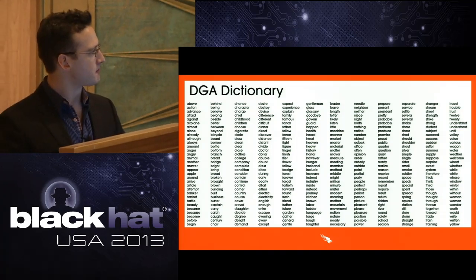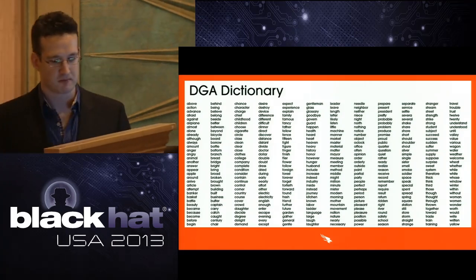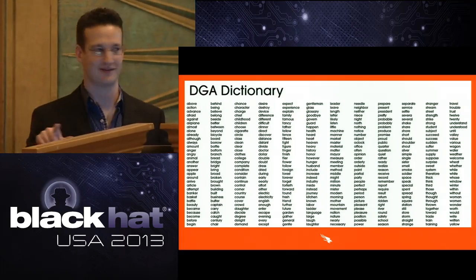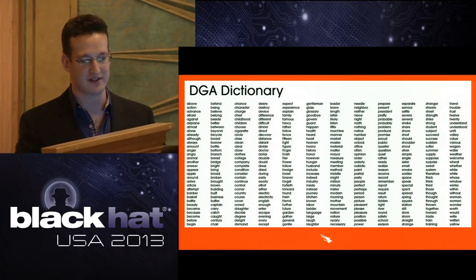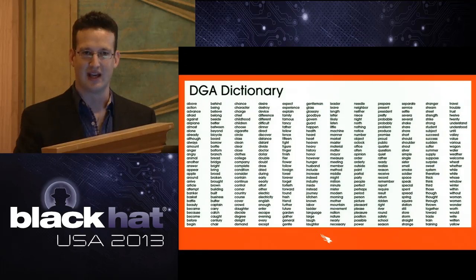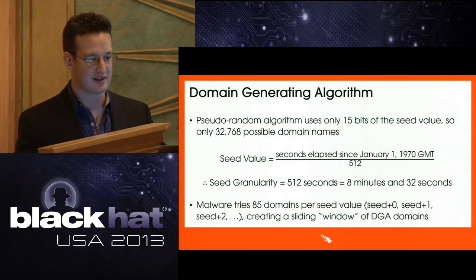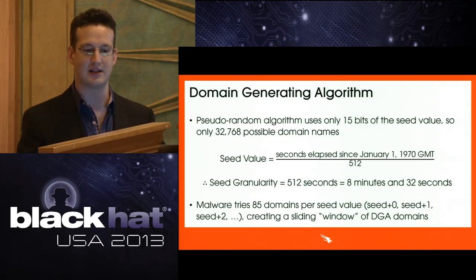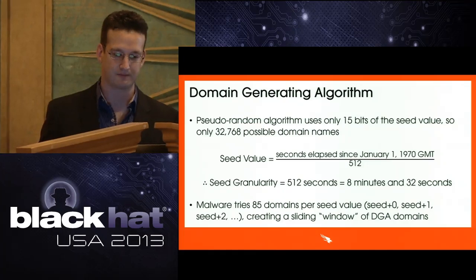Now, as I just said, it combines 2 of these words together to make a domain name. And 384 squared, anyone? No? No, okay. No one got it. 147,456 possible domain names. That would be a lot to monitor. The good news is that the pseudo-random algorithm uses only 15 bits of the seed value. So there are actually only 32,000 possible domain names.